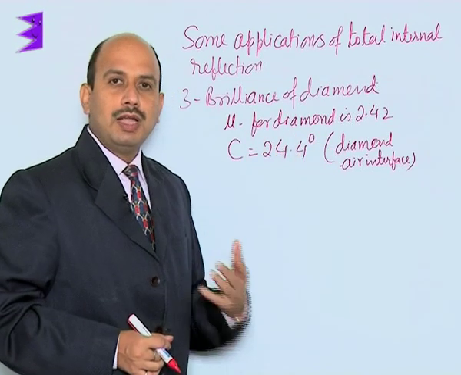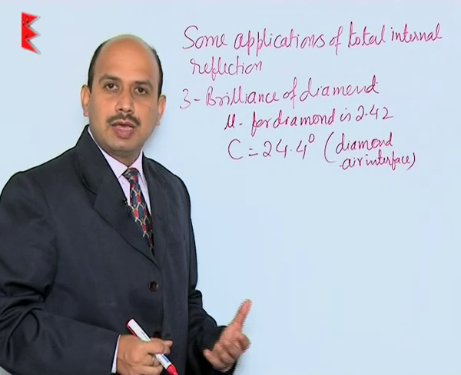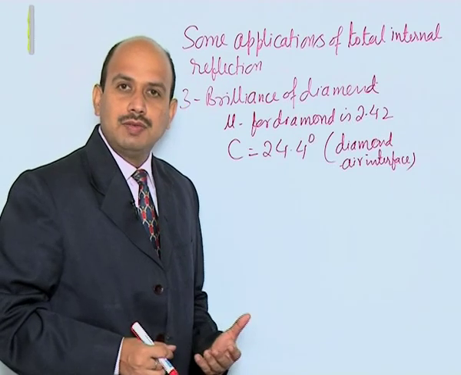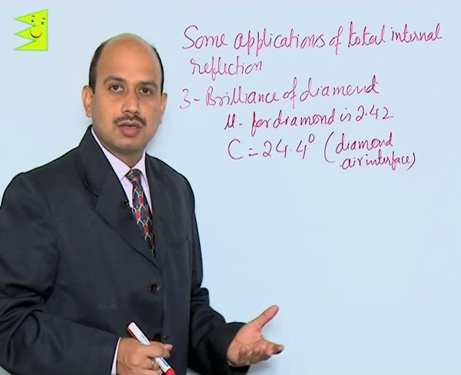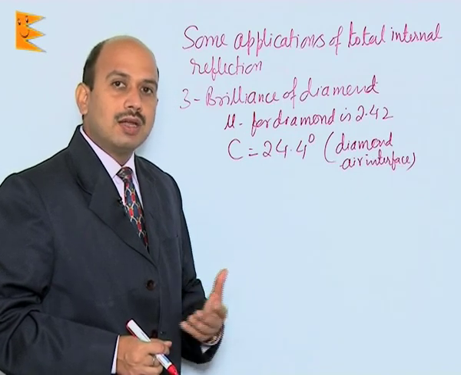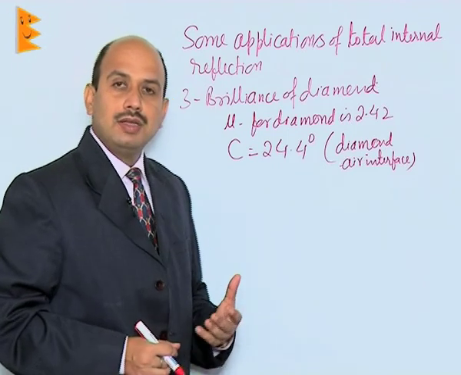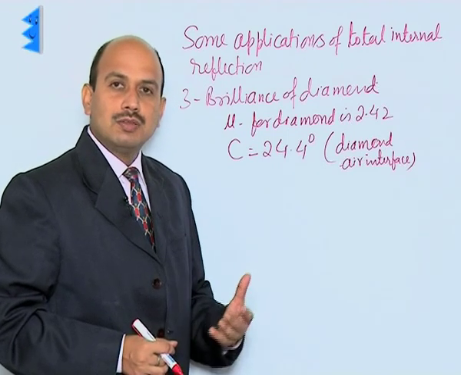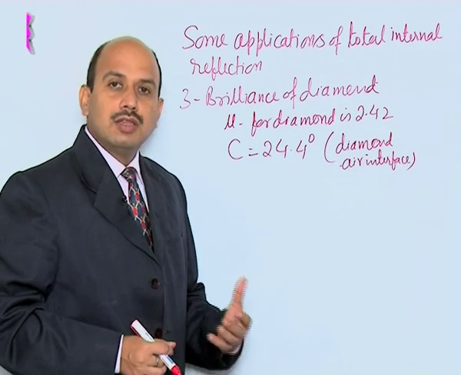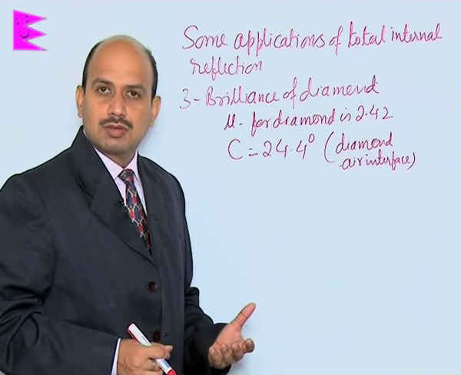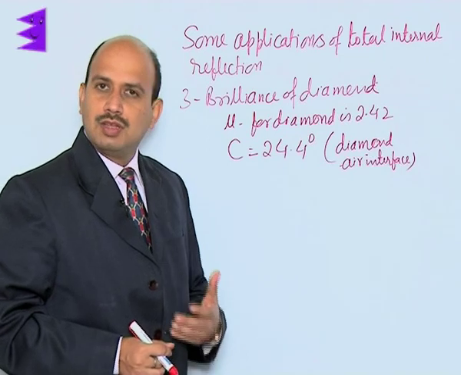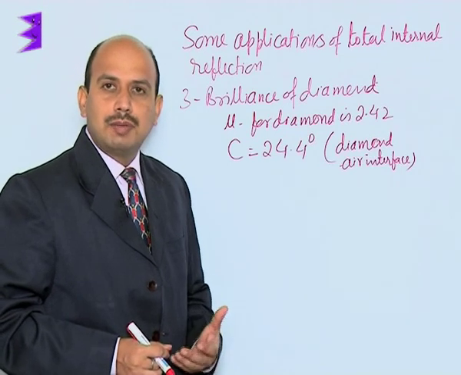Now, see here the third application of total internal reflection, that is the brilliance of diamond. You might have seen that diamonds sparkle, they have great brilliance. So, this great brilliance is due to the high refractive index of the diamond and its way of cutting, not just its property. So, diamonds are cut in such a way that whenever light falls on any face of the diamond, and as it enters, total internal reflection takes place. And diamonds are cut in such a way that there are many total internal reflections inside the diamond, as a result of which the diamond sparkles.